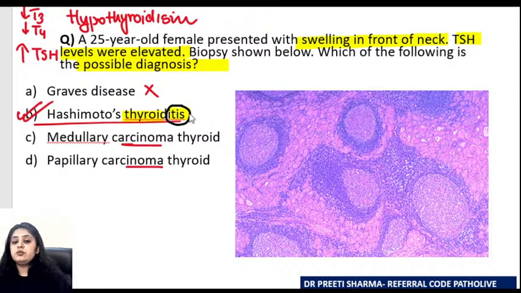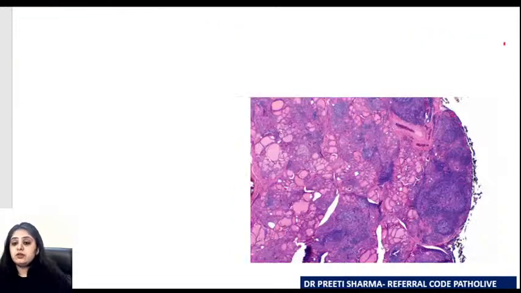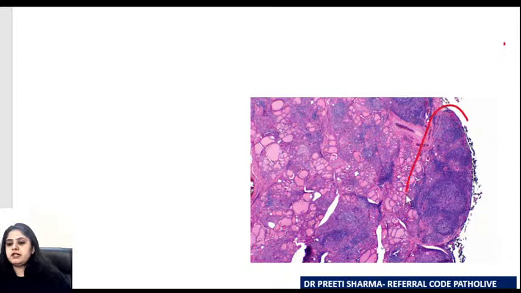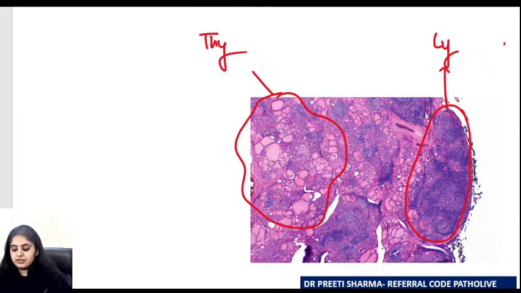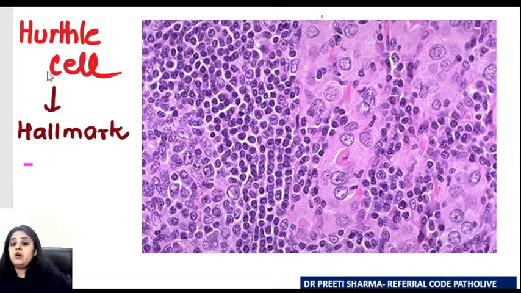Anything else which is said to be the hallmark of Hashimoto's? Before that, I'll also show you one more picture. Like I said, a very characteristic photo will come. One end of it will be very blue, the other end of it will be very pink. The blue will be the lymphoid area and the pink will be the thyroid area. But if someone asks you, very good, what is the hallmark feature? The hallmark of Hashimoto's is a Hurdle cell.